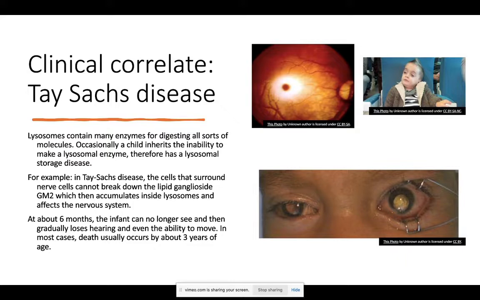One of the places it likes to deposit is within the eye. Therefore, children will often have eye problems. They have a cherry red spot on the macula right here, and it causes a lot of visual problems, as you can see in these pictures. Usually the infants die by the age of 3 years old, and it's all due to just a disruption in this tiny organelle called the lysosome. That's why it's so important.